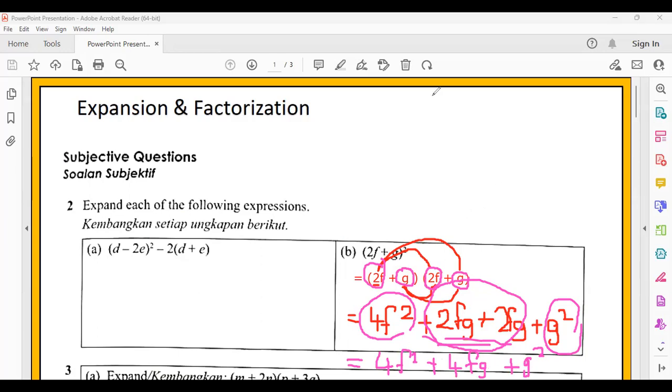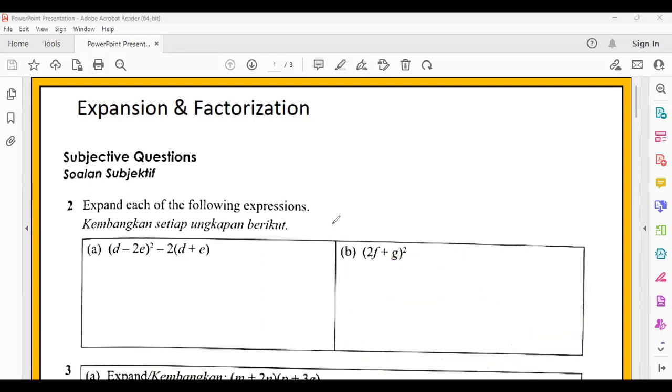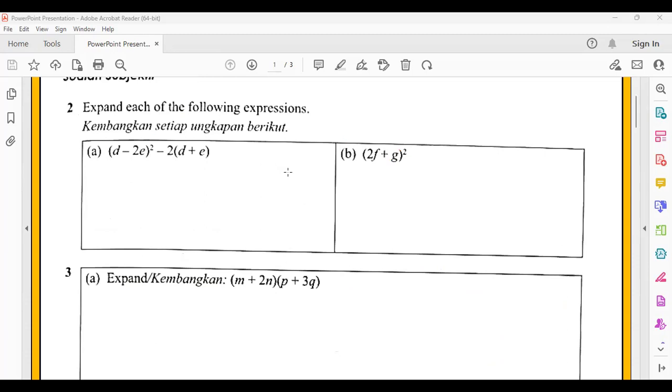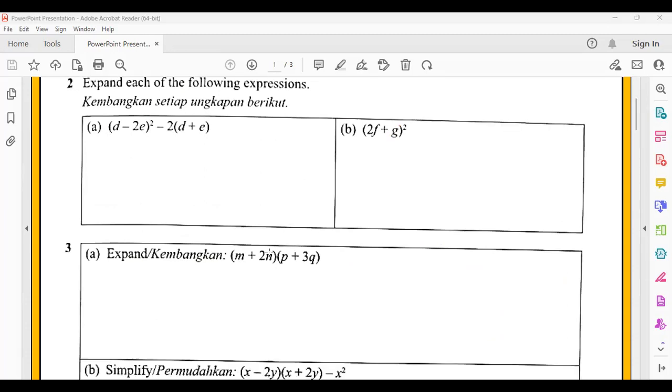Okay, so now I want you to do something. Let's try the next question. Tell me, if I'm going to expand this, what's going to happen? Try it and put it in the chat now.